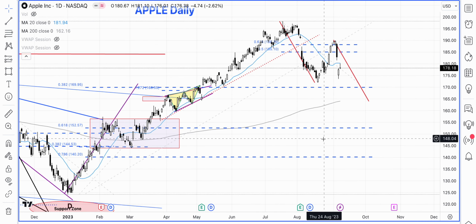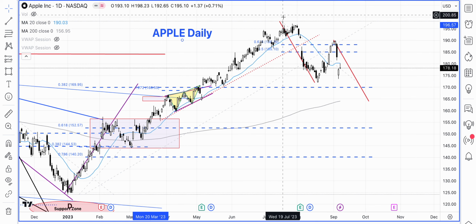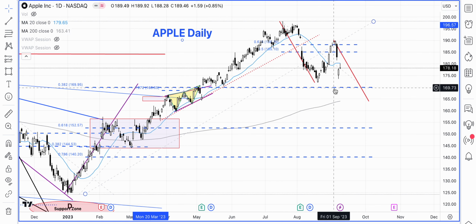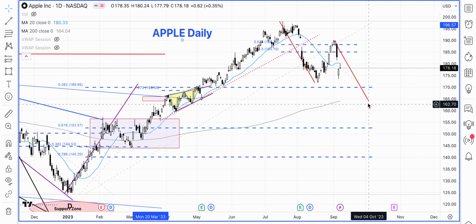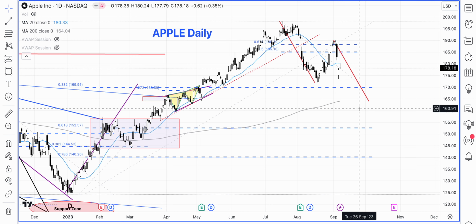Let's take a look at the Apple daily chart. A similar kind of picture. Here, if this correction takes the form of a one-to-one projection ABCD, we do have a rising 200-day moving average, which could also provide a support level roughly in the region of about 165 to $160 per share level. So anywhere between 170 to $160 per share level is a good support from a technical perspective in the Apple stock. This is something we're watching.